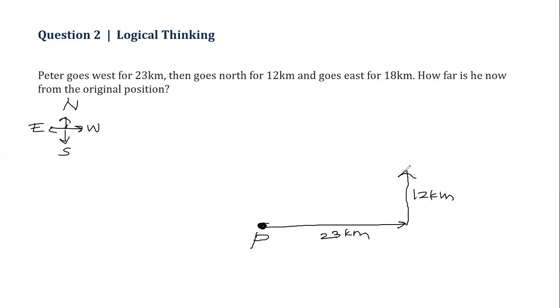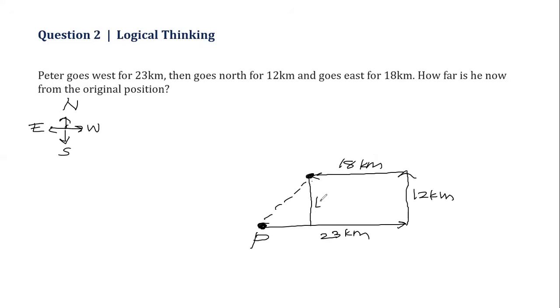And goes east for 18 kilometers. So now Peter is here, and we're asked to find this distance. There are two components to this distance: a horizontal distance and a vertical distance. The vertical distance is this one.